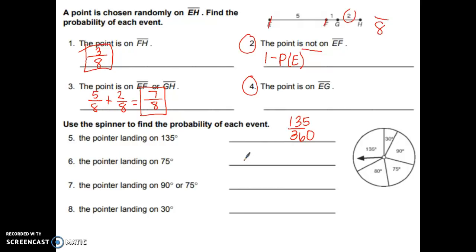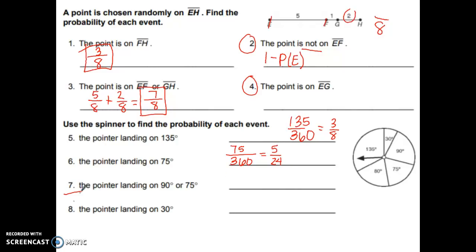And so for number 6, now we want to do 75 out of the total number in the circle. That's going to be 360. And once you reduce that, I think that should be around 5 out of 24. I think this was 3/8. I might be wrong, so you guys go ahead and check it on your own. But I think those are the two simplest forms.